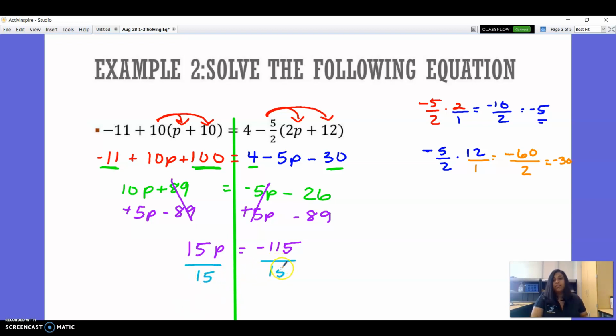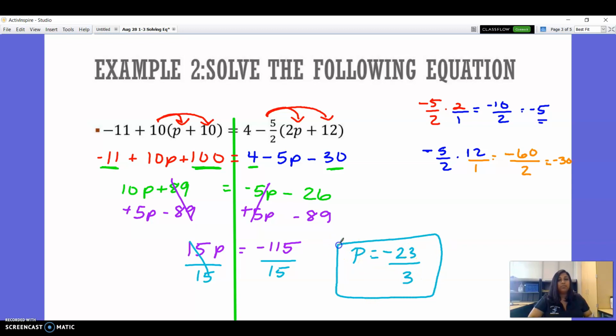And again, please do not turn this into a decimal. You're going to reduce the fraction. So negative 115 and 15, the greatest common factor is 5. We're going to go ahead and divide both of those by 5. Negative 115 divided by 5 is negative 23. And 15 divided by 5 is 3. So p is equal to negative 23 thirds. Okay.